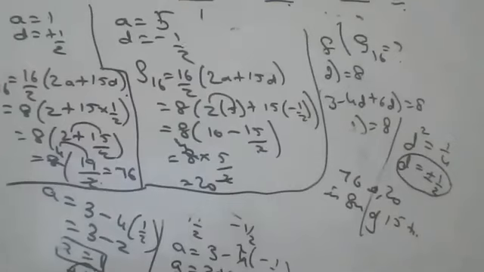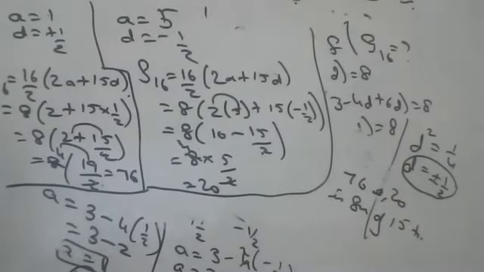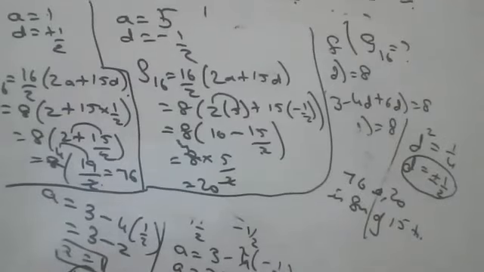Sum of terms of the AP. It can be anything, children. Either 76 or 20. Anything can be the answer.